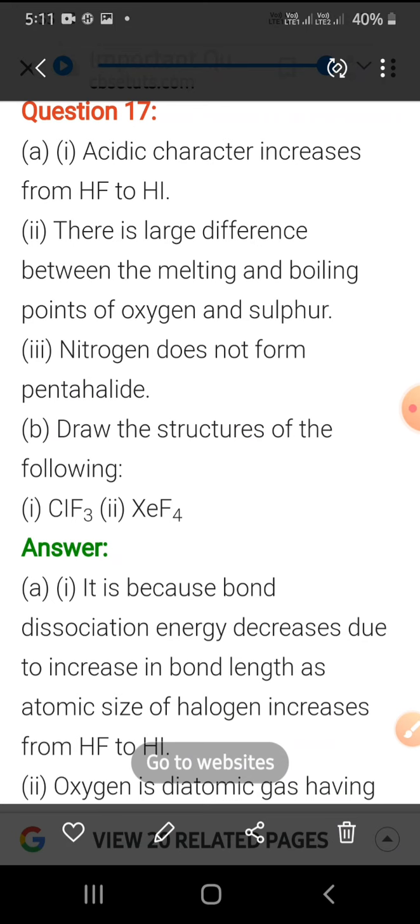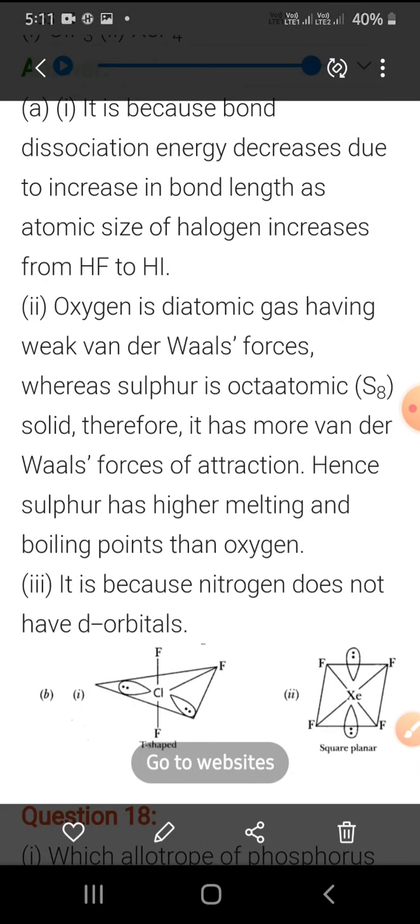XeF4: xenon has 8 electrons and out of 8, 4 electrons are shared with fluorine and 2 lone pairs are left. So the geometry will be square planar. So here is the answer.